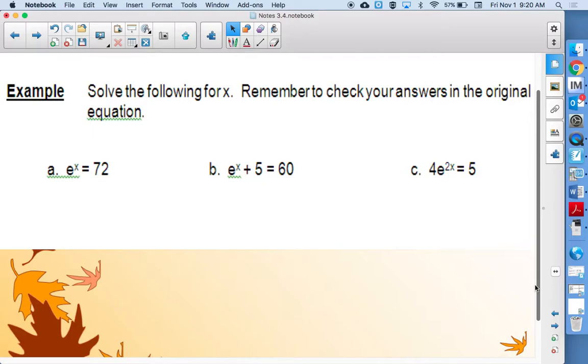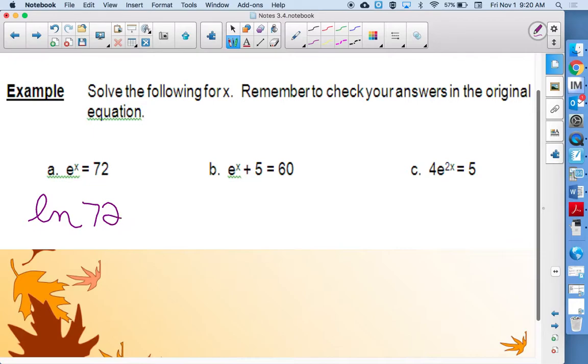What would we do to solve letter A? Colin? You have natural log of 72 equals x. Yeah, there's nothing else that we have to do to solve that. We just have to switch it into the other form. So the natural log of 72 is equal to x. And we'll keep 3 decimal places since Dylan gave us 3. It makes it a little more precise. Thanks, Dylan. 4.271.